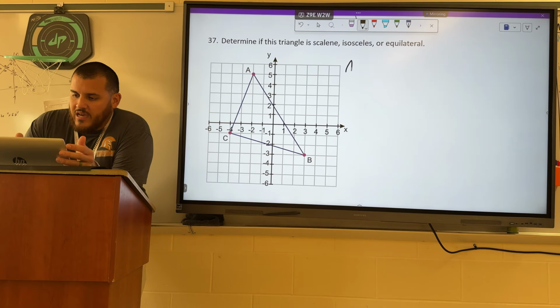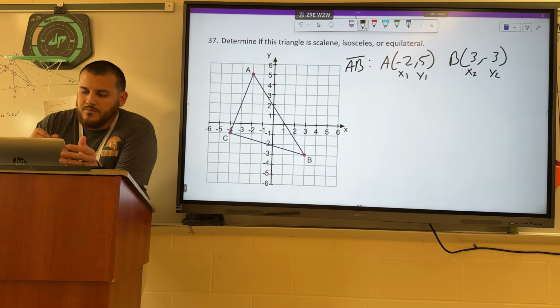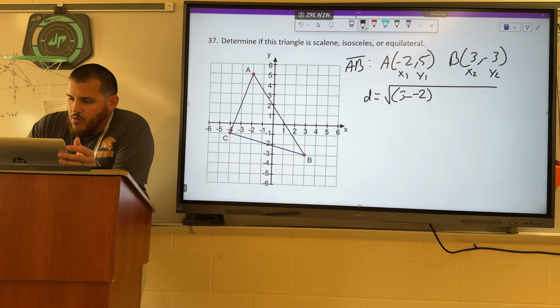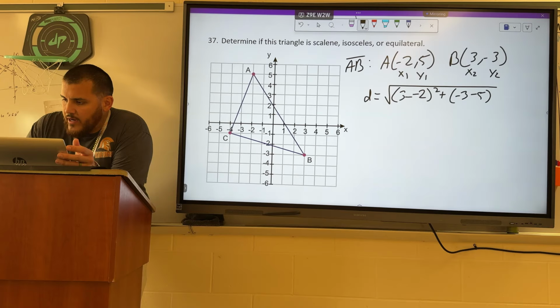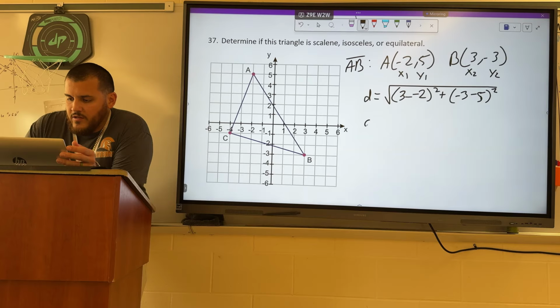So I'm going to start with side AB. I'm going to stay organized. I need to know the location of A. It's at -2, +5. I need the location of B. It's at +3, -3. And those values are going to go into our distance formula, right? We label, we plug in, and we solve. 3 minus -2 squared plus -3 minus 5 squared. That's x2 minus x1 squared plus y2 minus y1 squared with our values plugged in.